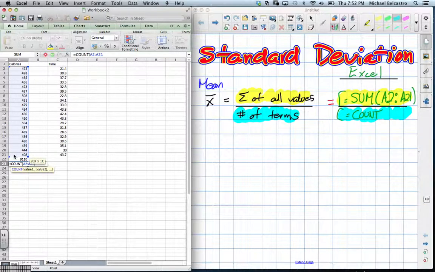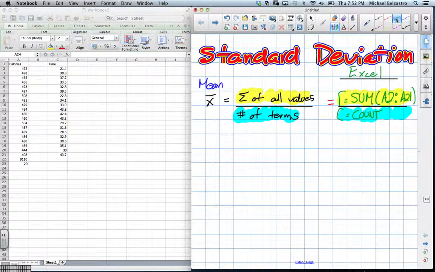We don't want to include this sum one down here. So n brackets, 20 terms. It just told us there are 20 terms. And what we did again was we did count A2 to A21. Okay? But we still have to divide those two values to find out our true mean.